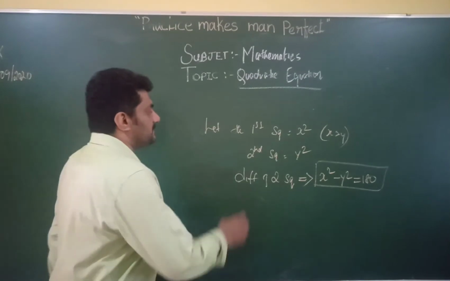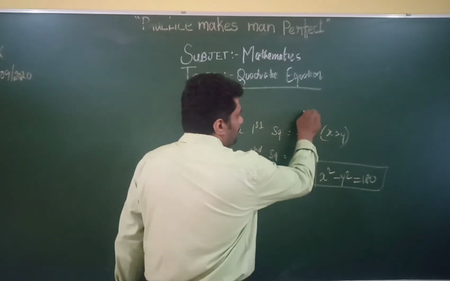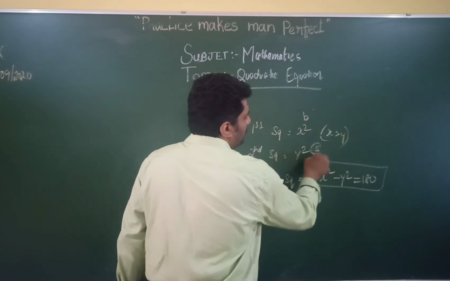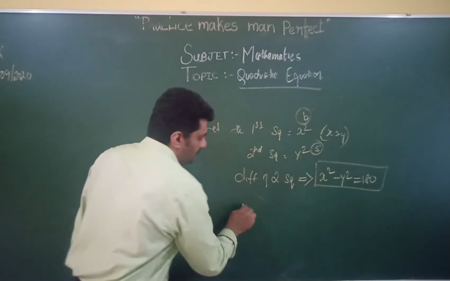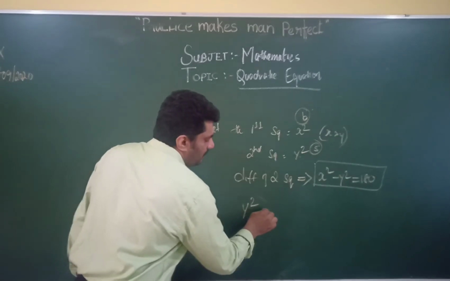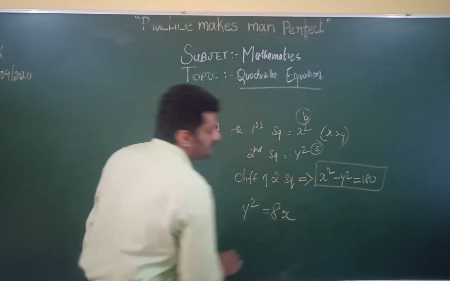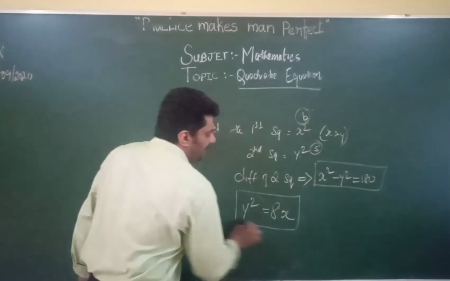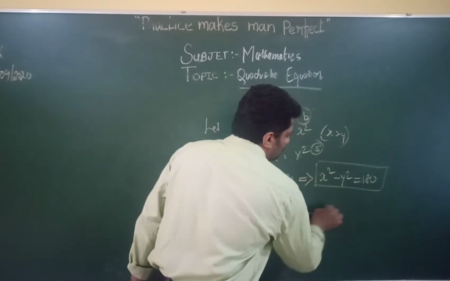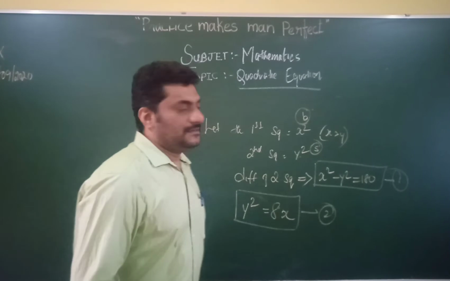Means what? Square of the smaller number. Now this is bigger, this is smaller. So the square of the smaller number is 8 times the bigger. So this is equation number 2. This is equation number 1.